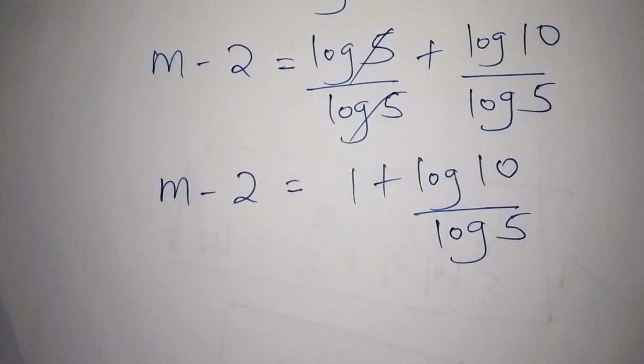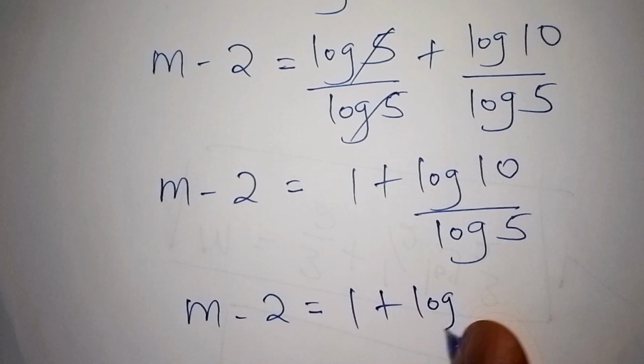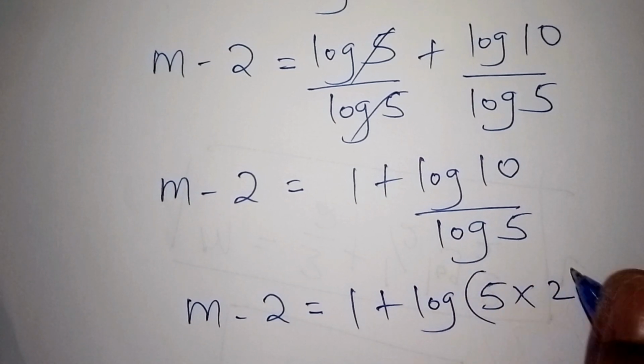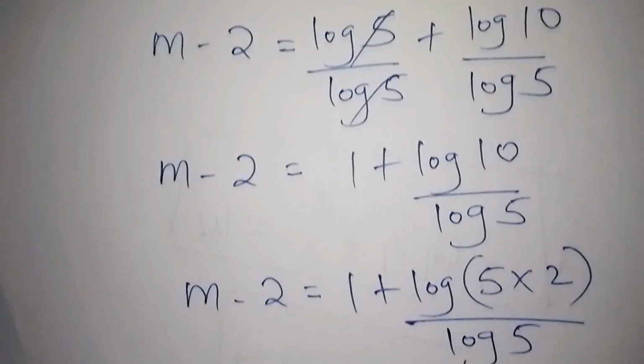So now we shall have m minus 2 is equal to 1 plus the log of 10, which can also be written as 5 multiplied by 2, all over the log of 5.